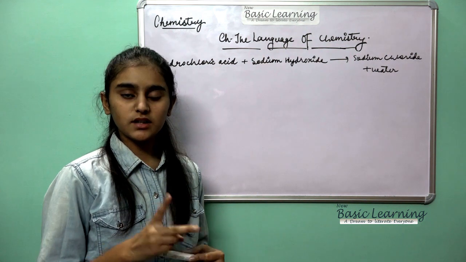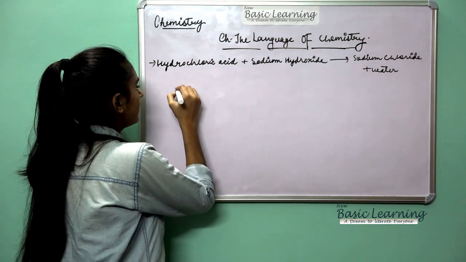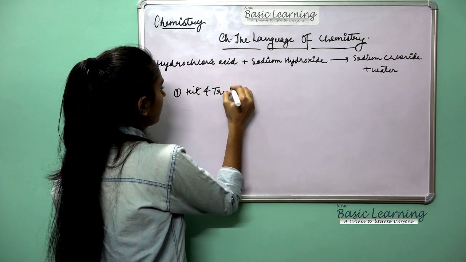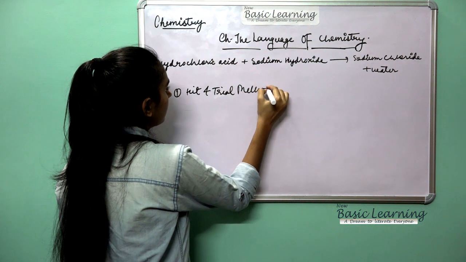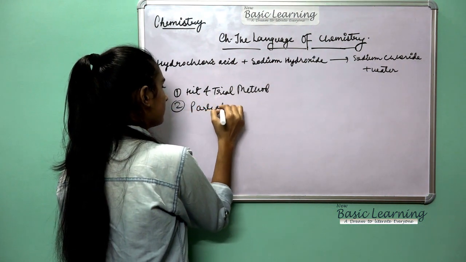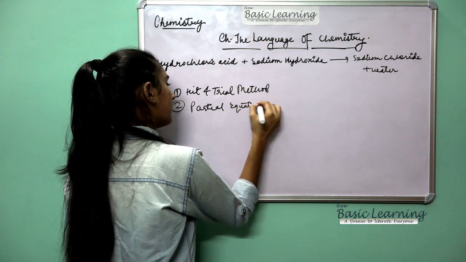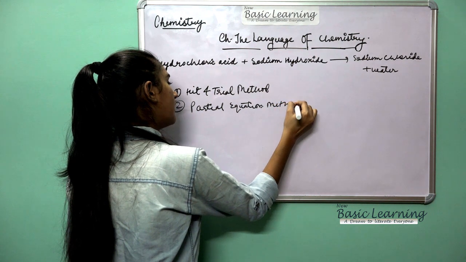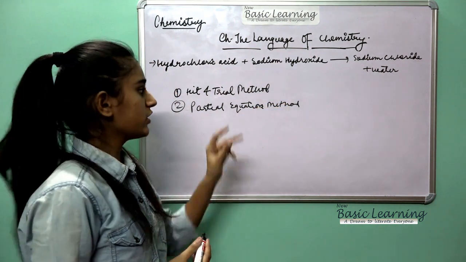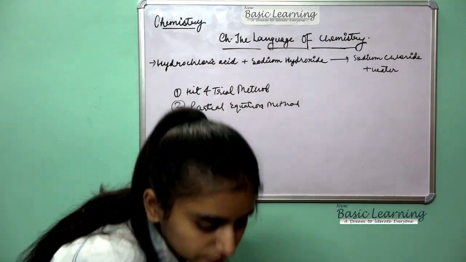There are two methods of balancing a chemical equation. First one is the hit and trial method, and another one is the partial equation method. First is the hit and trial method and second one is the partial equation method. First we are going to do the hit and trial method.